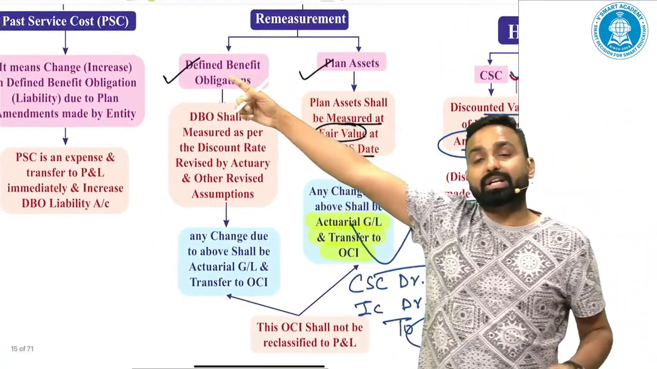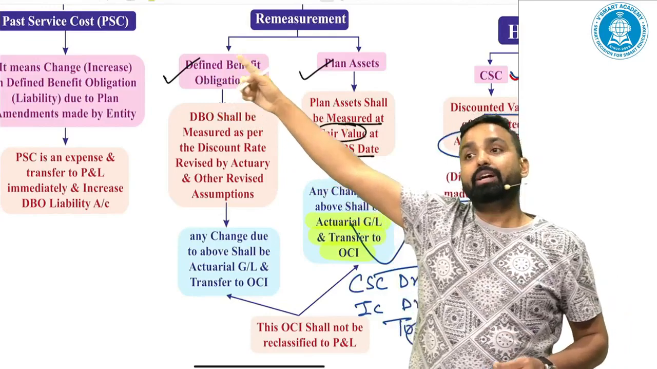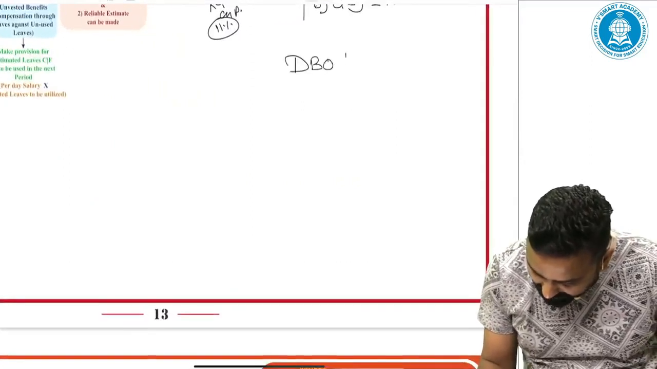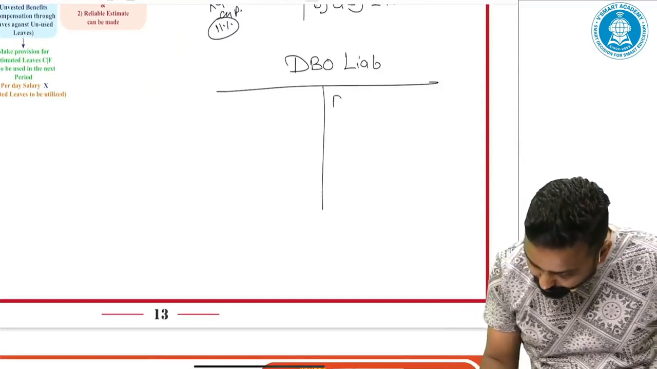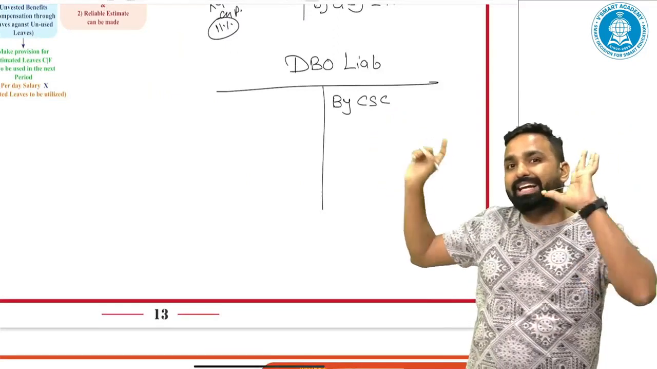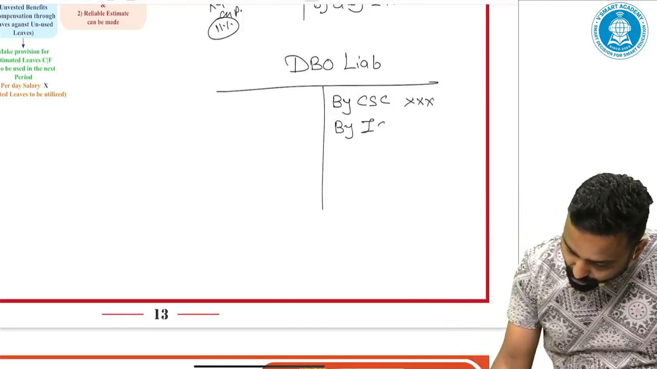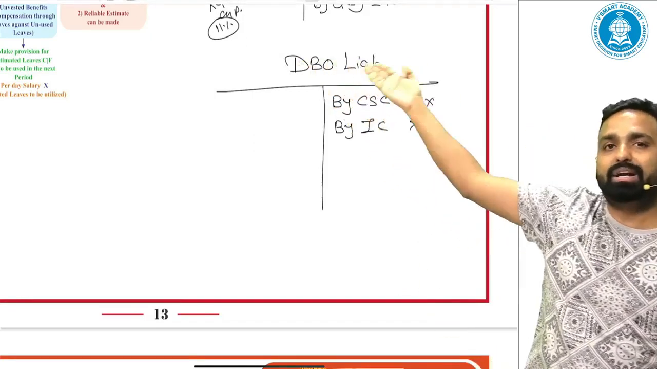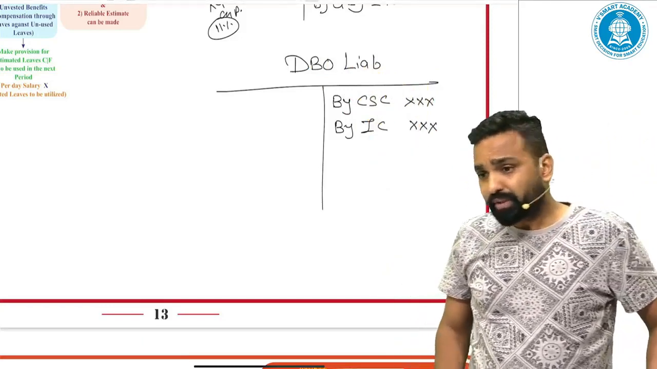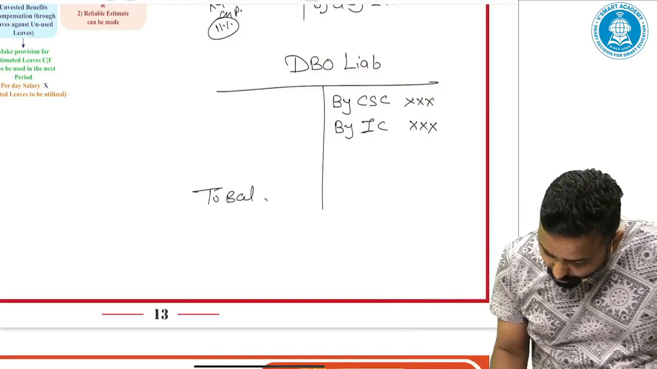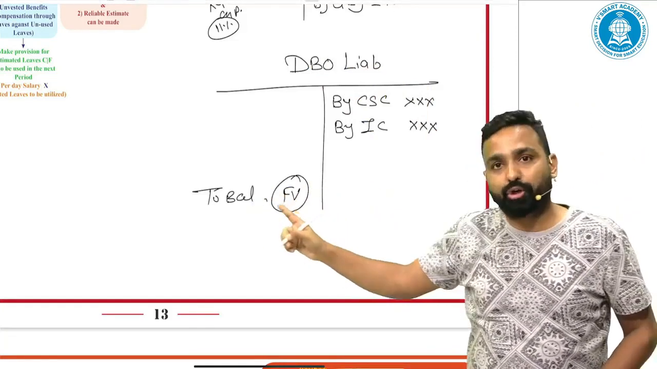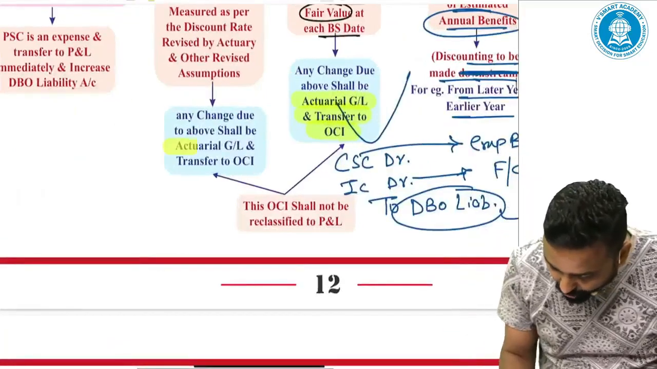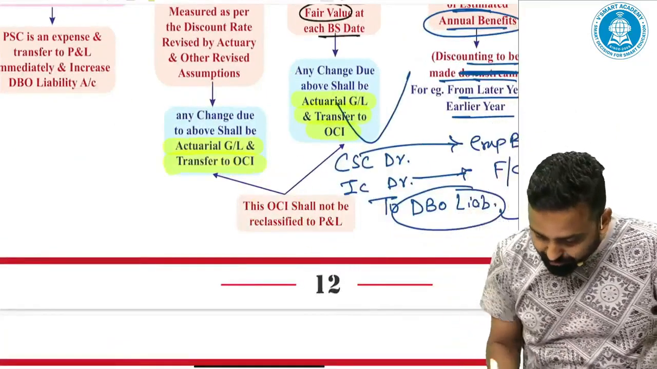In the same way, you have to remeasure the defined benefit obligation also. Now look at the DBO account, the defined benefit obligation liability account. In this liability account, first of all, by current service cost, you recognize the expense. Then by interest cost, you recognize the interest also. Whenever you recognize these expenses, the next effect will be the credit effect to the DBO liability. Now, the closing balance must be at fair value. So if in this account you find any difference, the difference will be treated as actuarial gain or loss, and the actuarial gain or loss shall be transferred to OCI.